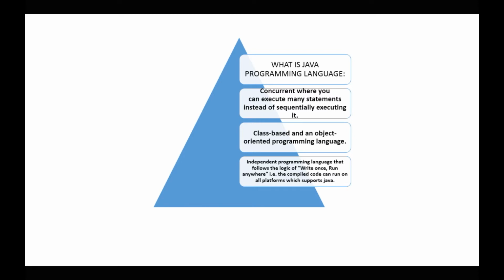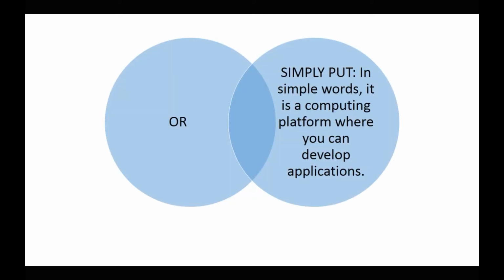It is also an independent programming language that follows the logic of write once, run anywhere. For instance, the compiled code can run on all platforms which support Java. All this is just grammar, really. So all I'm trying to say is, Java is simply a computing platform where you can develop applications. So that's how you can simply put Java. You can actually develop Android applications or web applications.